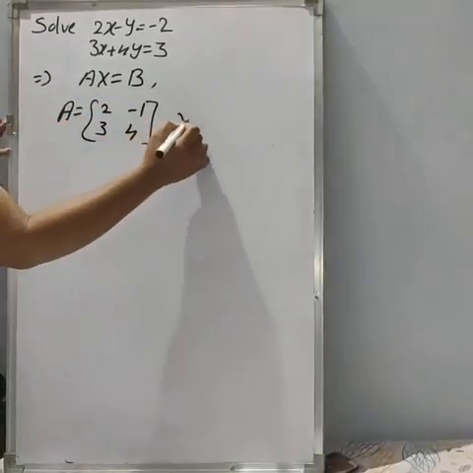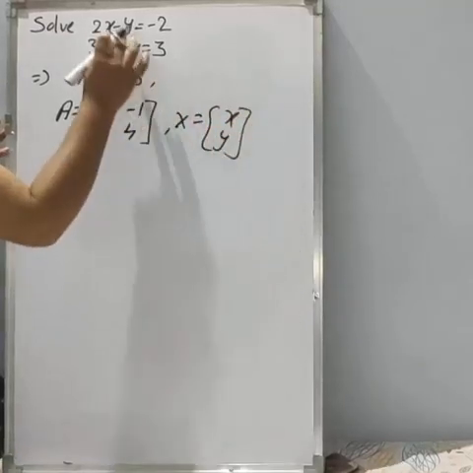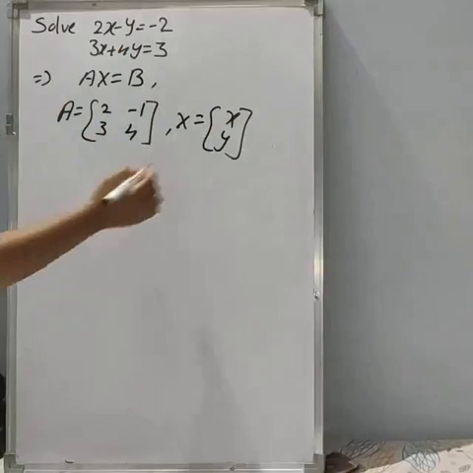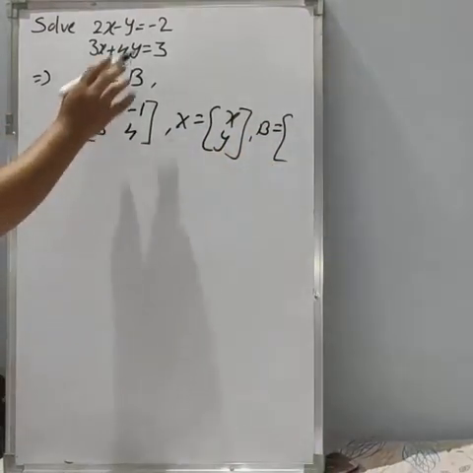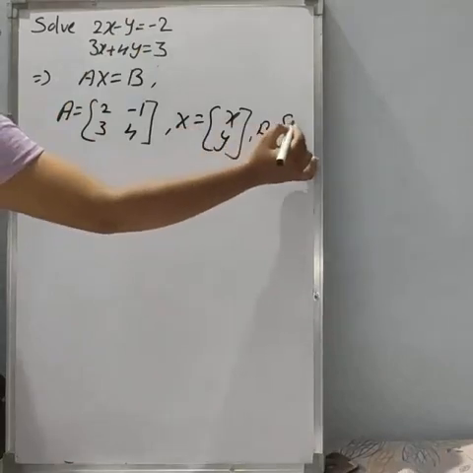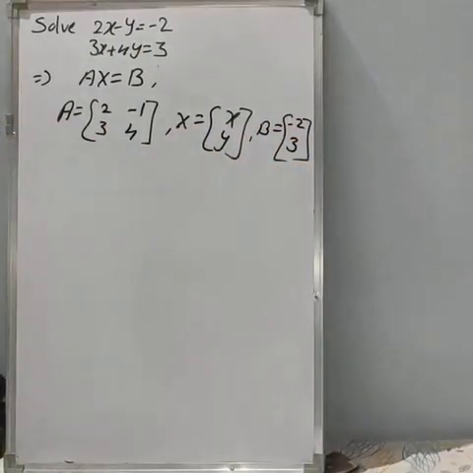And what is the X matrix? It is nothing but the variables, so x and y. We want the values of x and y, so write down x and y. And finally, the B matrix is nothing but the constant terms. So minus 2 and 3. Okay. So we have the matrix A, we have the matrix X, we have the matrix B. So what is our next step?